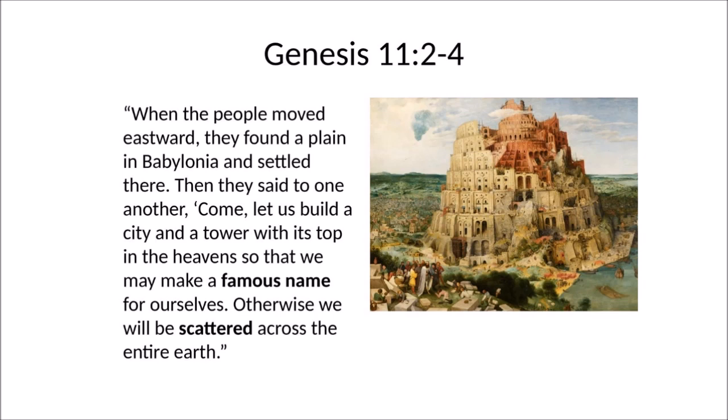Notice that they wanted to be famous. They had a lot of pride and not good pride, these humans. And also note that they all wanted to settle in one place and not spread over the earth. This was in direct disobedience to God's command a couple chapters earlier in Genesis 9:1, where God had told people to be fruitful and multiply and fill the earth.